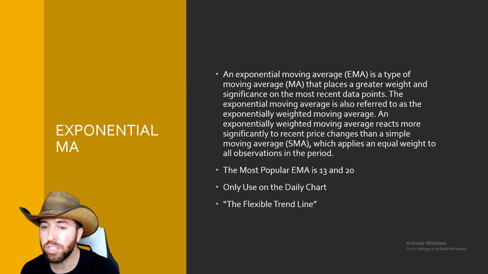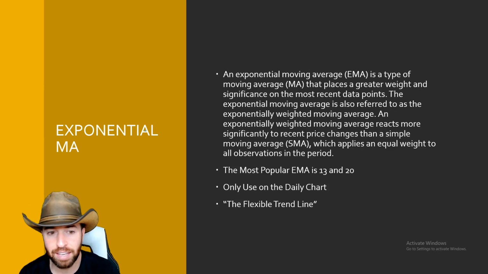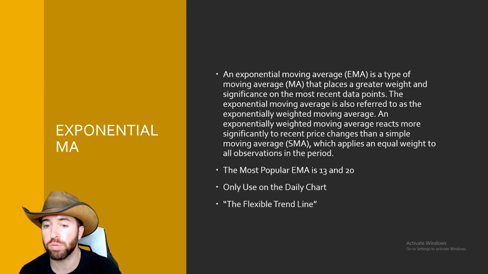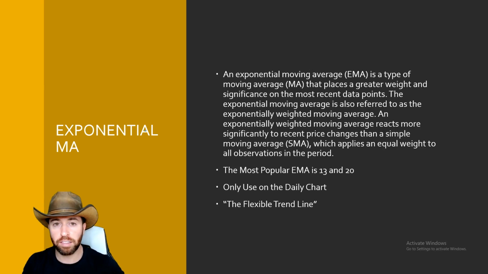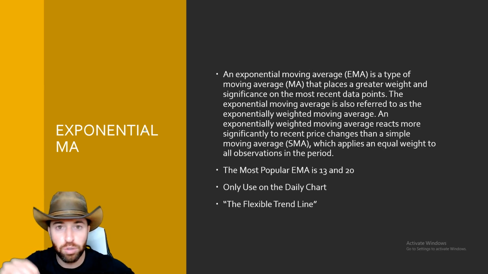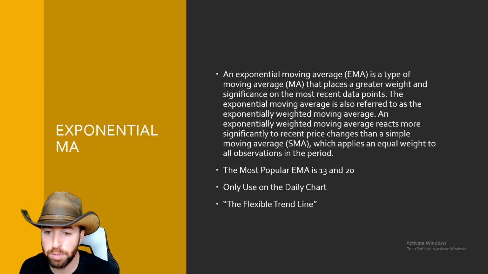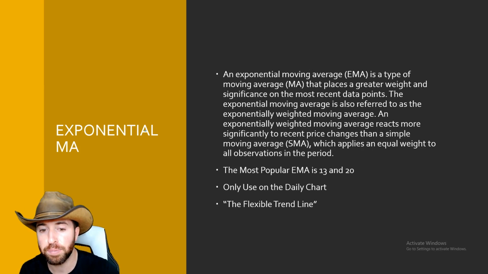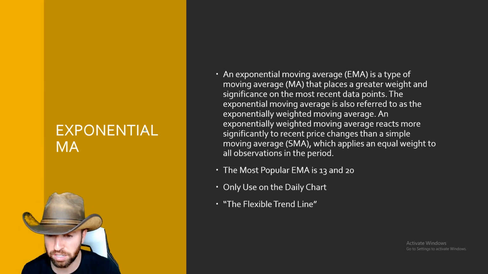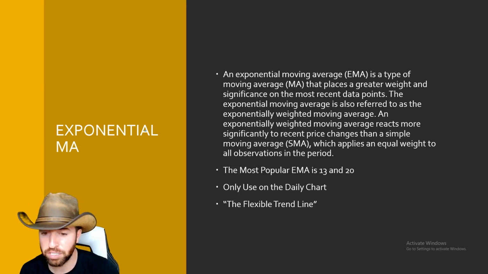An exponential moving average, the EMA, is a type of moving average that places a greater weight and significance on the most recent data, not like the 50-day or 200-day. This is going to be using the most recent data. The exponential moving average is also referred to as an exponentially weighted moving average. An exponentially weighted moving average reacts more significantly to recent price changes than a simple moving average, which applies an equal weight to each observation in that period.